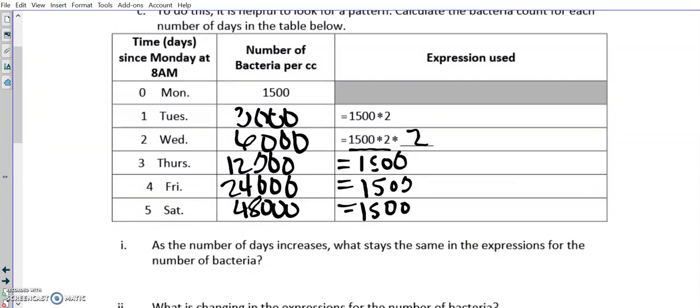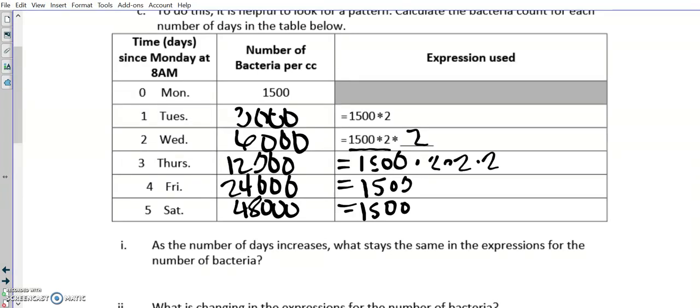So I guess you guys can probably figure it out at this point, but for this one I'm going to do 1500 times 2 times 2 times 2, or multiply 3 times. Sorry guys, this pen is making it really hard for me to write. I'm doing my best here.